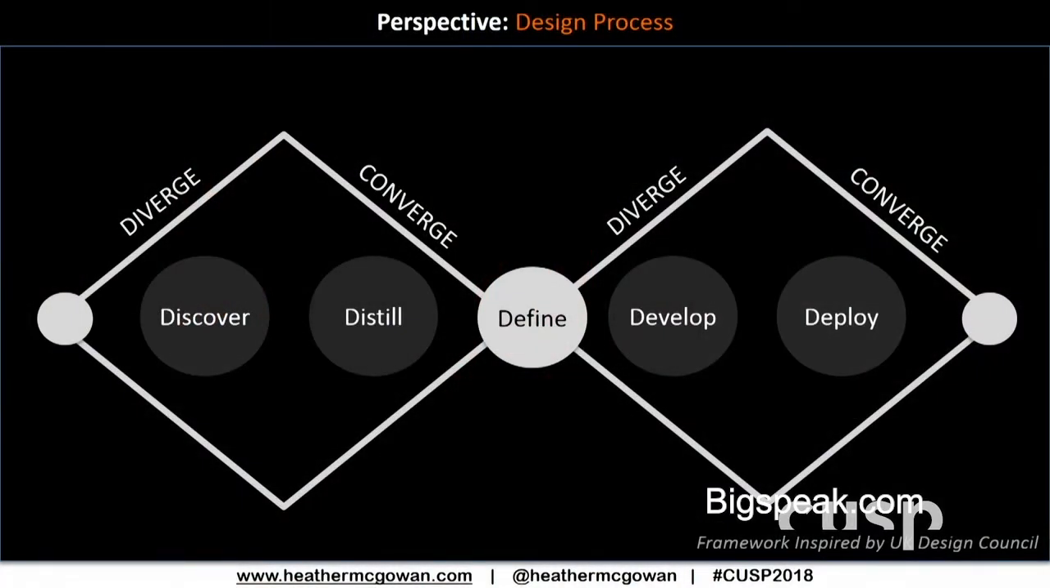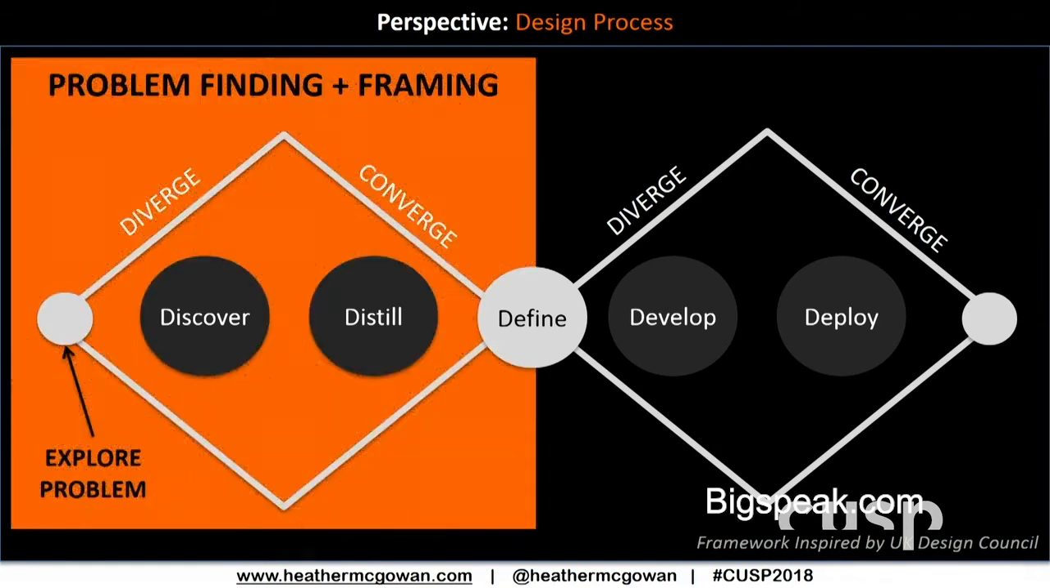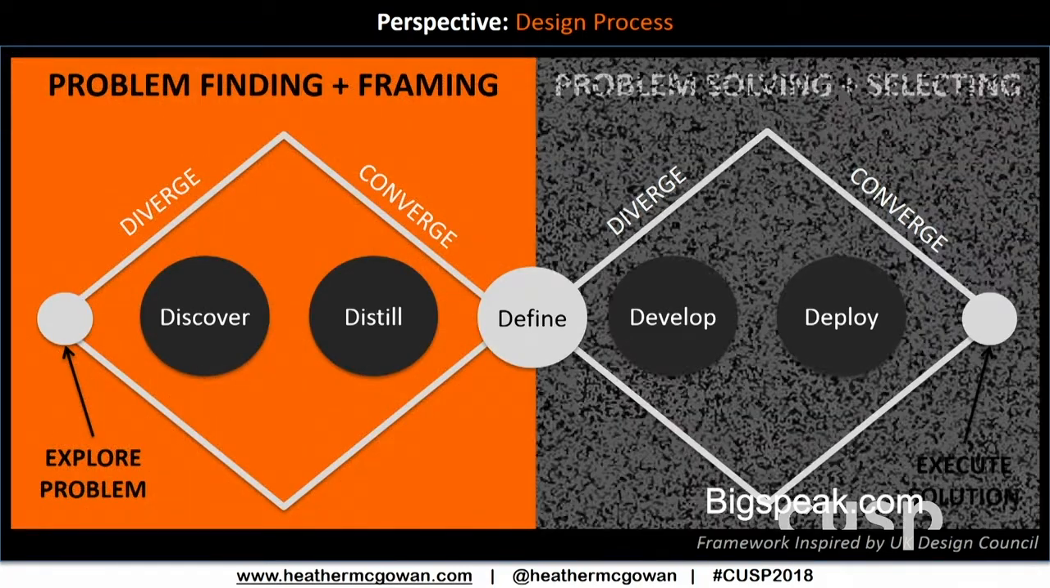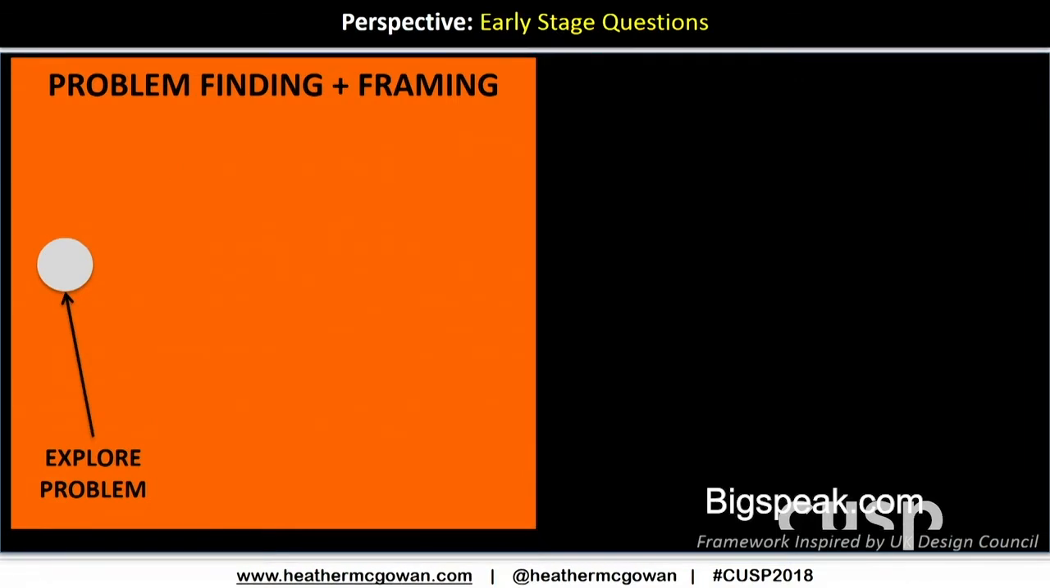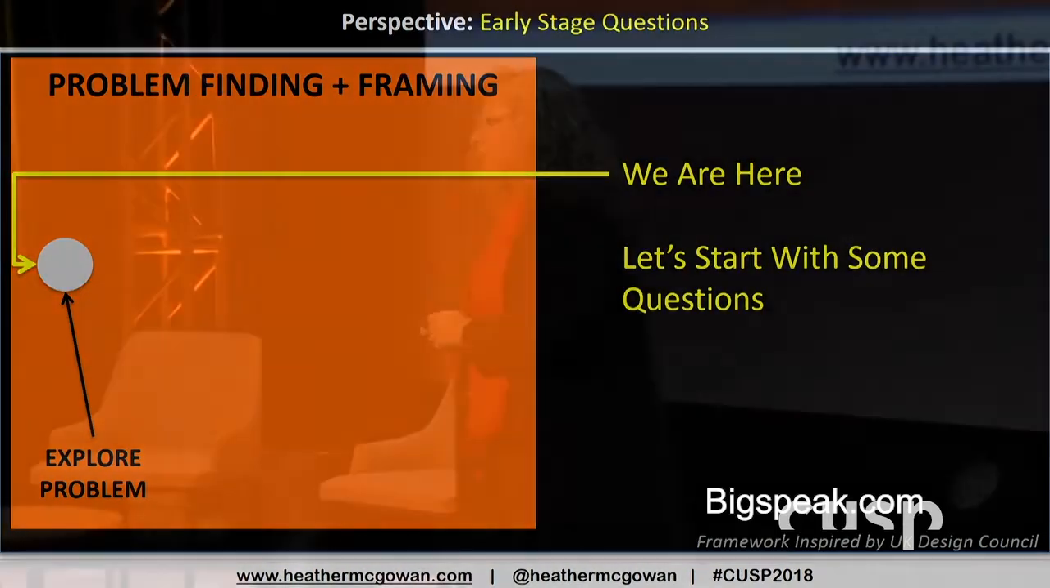So start with the design process. This is pretty much a modified version of the one that the UK Design Council uses. First part of it is problem finding and framing. Second part of it is problem solving and solution selecting. We're way here, on what I want to talk to you about, and I want to start with some questions. So what is this identity crisis?